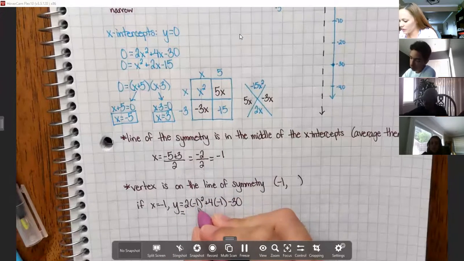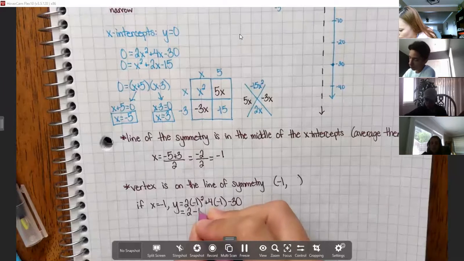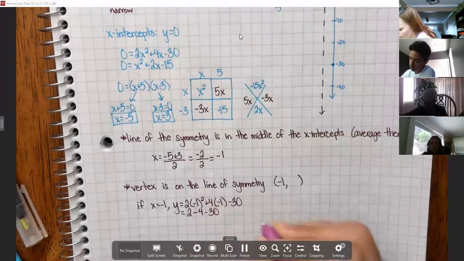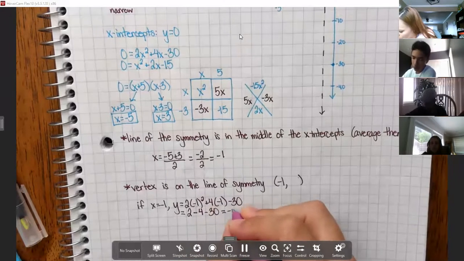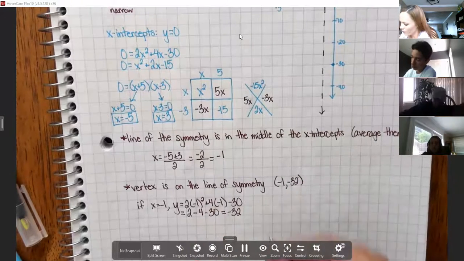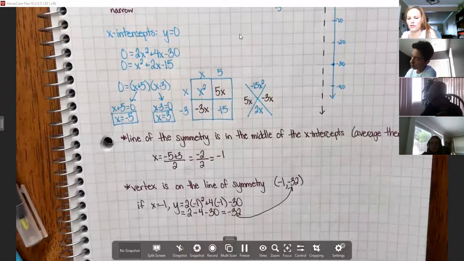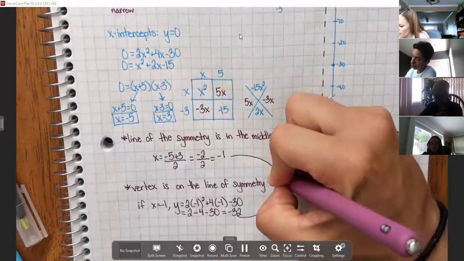So -1 squared is +1 times 2. We get 2 minus 4 minus 30, which is -32. That's where that -32 comes from, and this -1 comes from there.